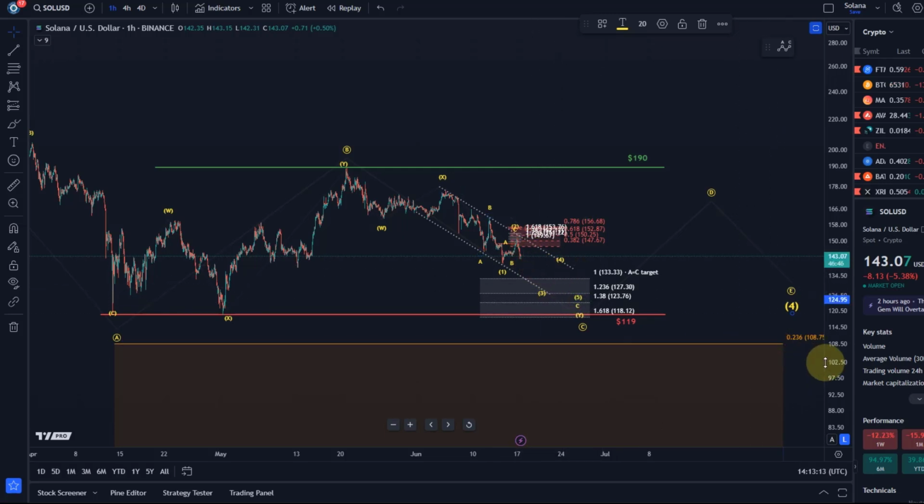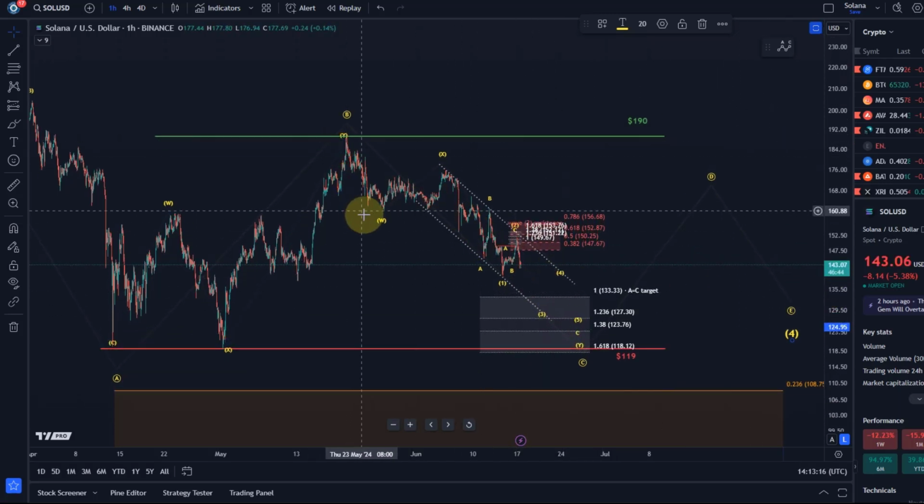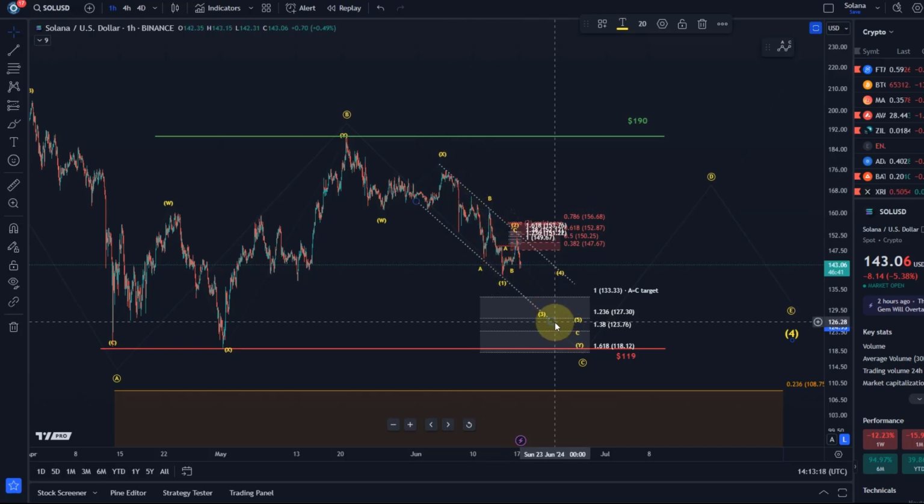If we take a look at the WXY and the ABC structures, there is a target range that points towards $133.33 to basically 119. 119 is the lower boundary line of that range. We call it a triangle, but it's actually a price range. So if it's really a triangle, the price shouldn't even touch 119, normally not. So it might just be the area between 133 and maybe 123.76, these Fibonacci levels.